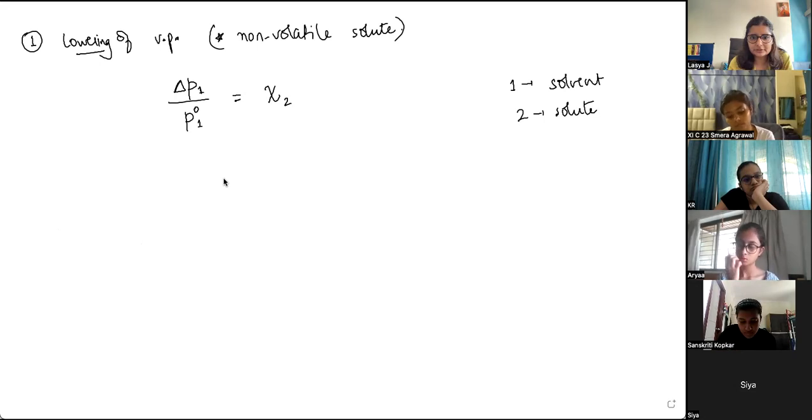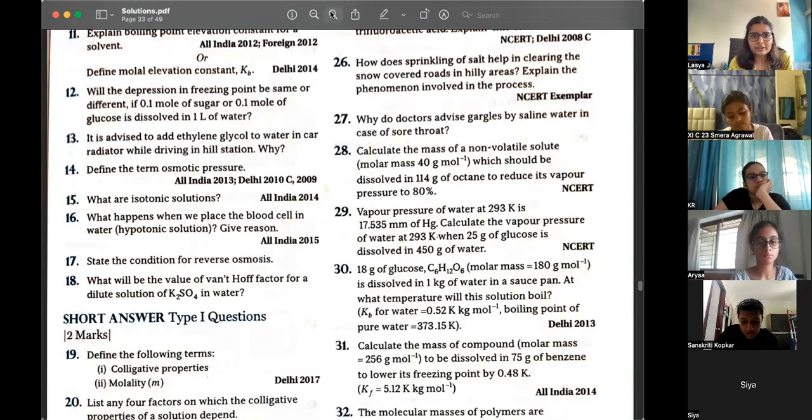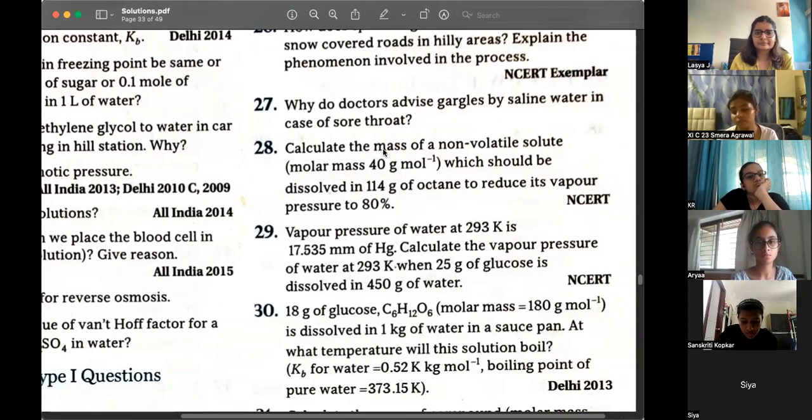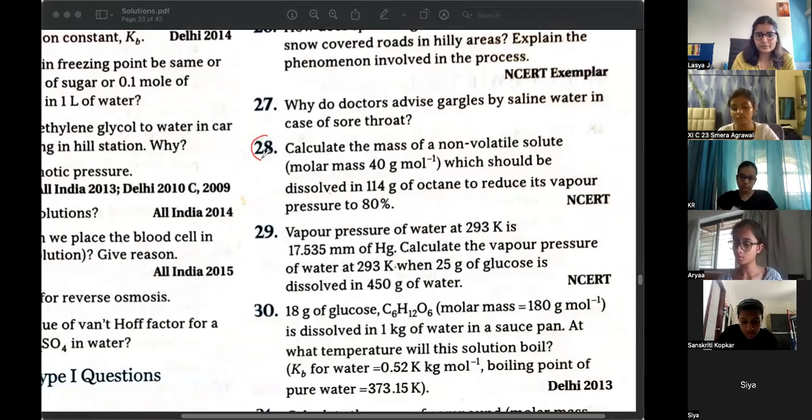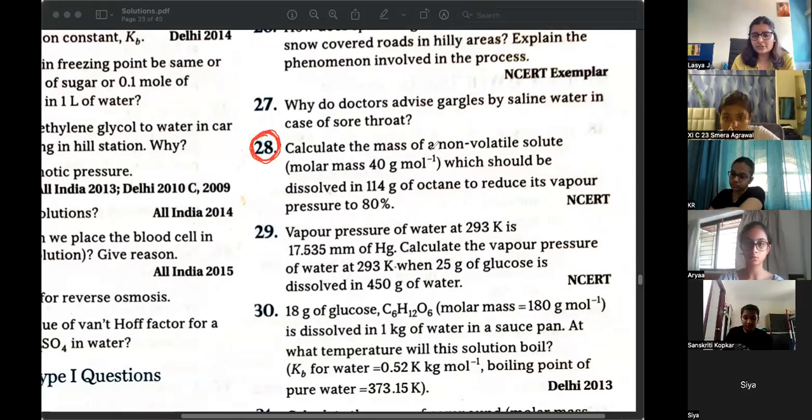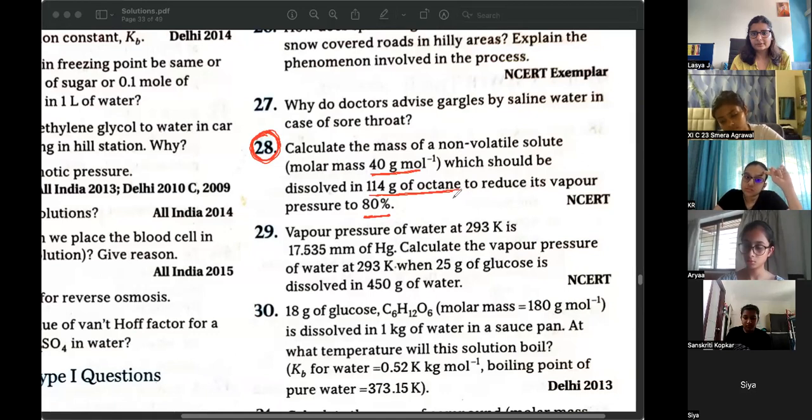Boiling point. Okay, NCERT question. Let's see this last class. Look at question number 28. Again, they're asking you for the mass of the non-volatile solute of this molar mass, which should be dissolved in this much octane to reduce its vapor pressure to 80%. So three steps. Find out the mole fraction of the solute using the formula for lowering of vapor pressure. From that, find out the number of moles. And once you have the number of moles, figure out the mass.